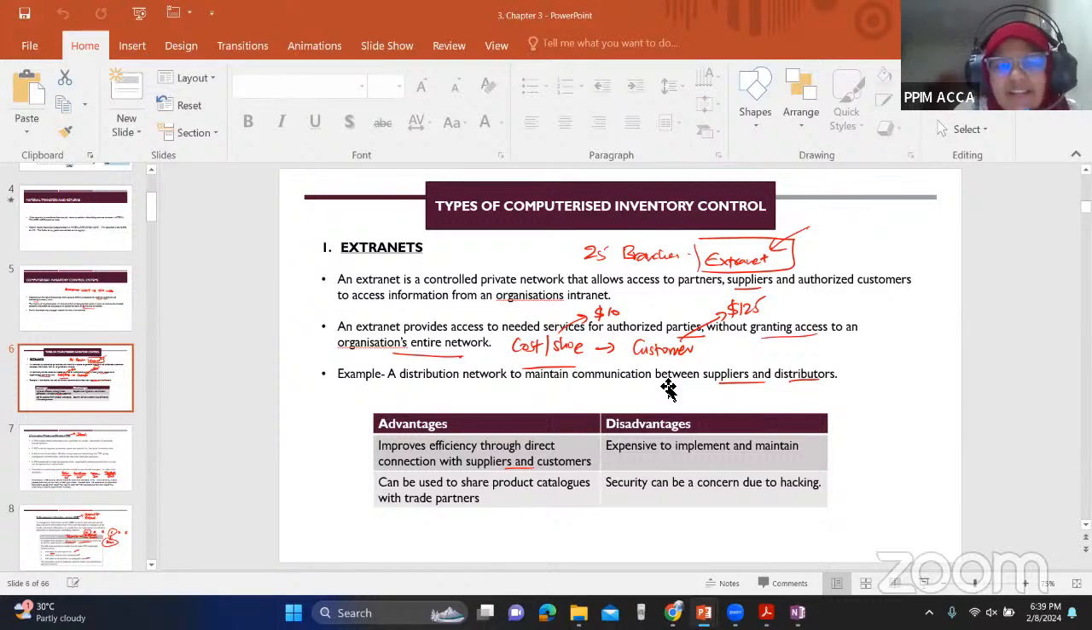So what is an extranet? We give access to information about things like our inventory to maybe our customer or our supplier. So even before we realize that we are running short of inventory, our supplier will realize it and send the goods to us. Or our customer will realize we don't have any product and come to us and ask for it and things like that. Okay, so that is the extranet.